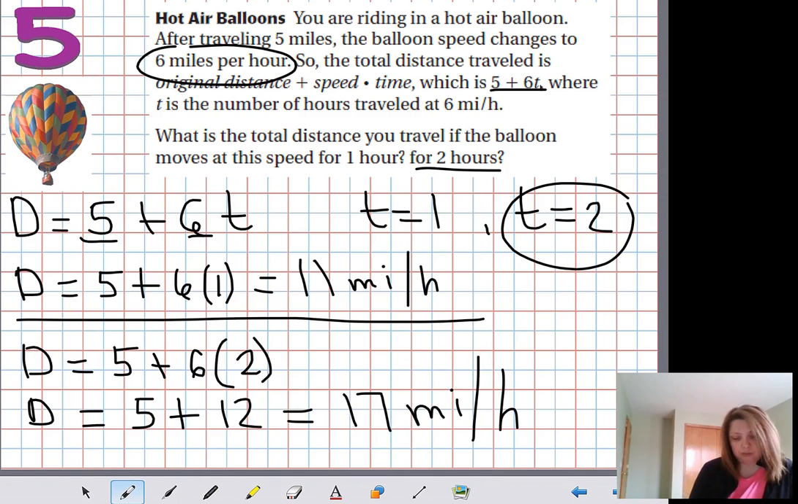So if your speed is consistent and you're traveling at 6 miles per hour, the first hour you will get 11 miles and the second hour will be 17 miles passed.